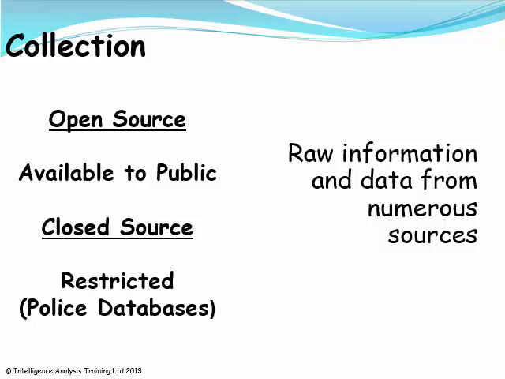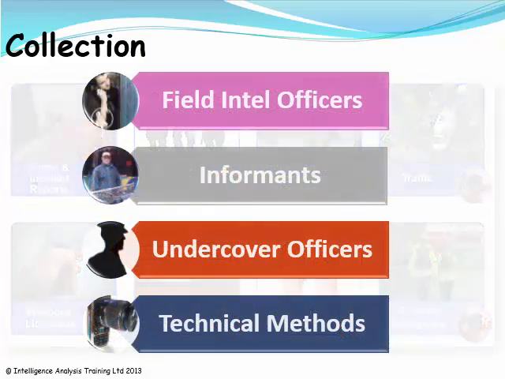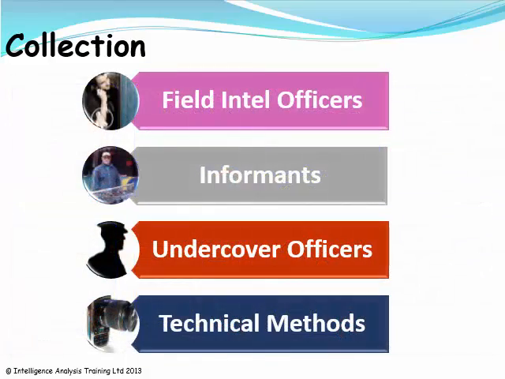Large amounts of closed source data is collected during the normal business activities of a law enforcement agency and is stored within various databases. For example, crime and incident reports, offender arrest or process records, information obtained by prevention and enforcement activities, traffic enforcement, weapons licensing, previous convictions, domestic incidents, general intelligence, to name but a few. Data may have been obtained by specialist intelligence collectors such as field intelligence operatives, informants, undercover operatives, or even technical methods.